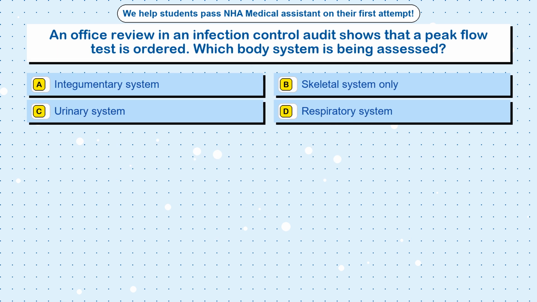Question 41. An office review in an infection control audit shows that a peak flow test is ordered. Which body system is being assessed? Option A, integumentary system. Option B, skeletal system only. Option C, urinary system. Option D, respiratory system.